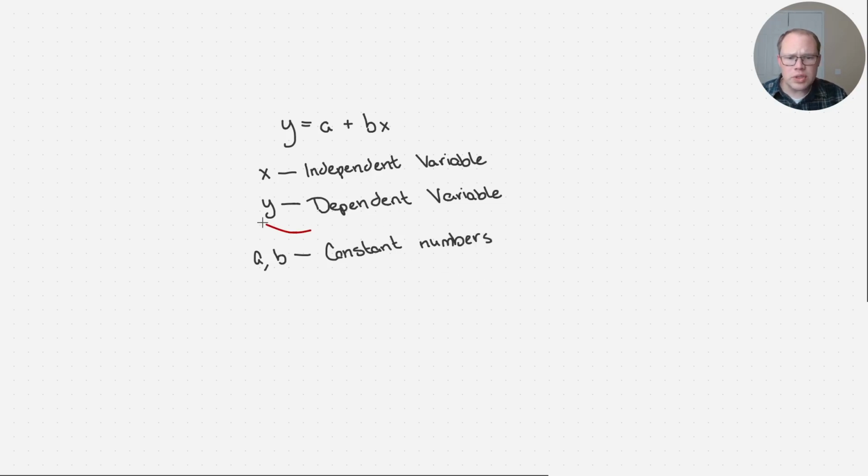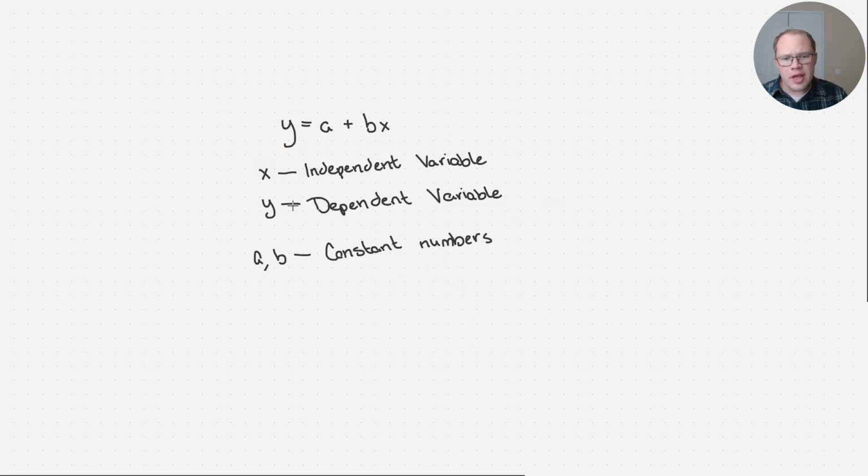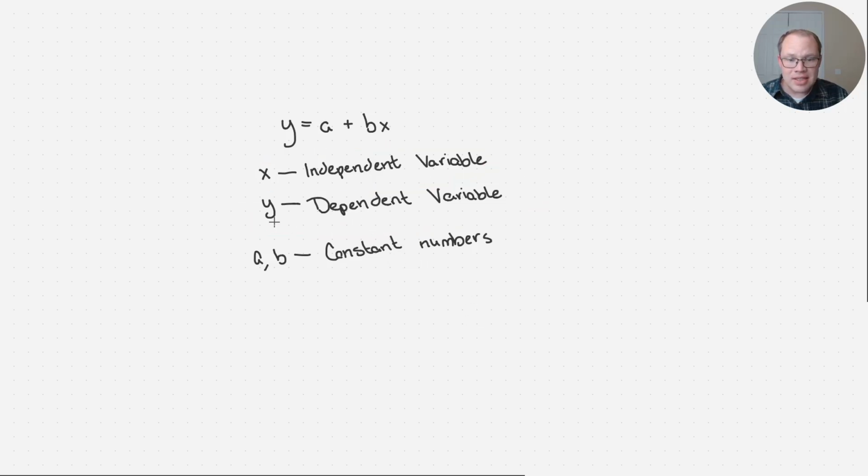Okay, so this shows a linear relationship between these two variables. Often we think about x as causing y. Now that's, strictly speaking, not always the case, but that's often how we think about things. X causes y or determines y. And in that sense, y depends on x. And that's why y is called the dependent variable and x is the independent variable.